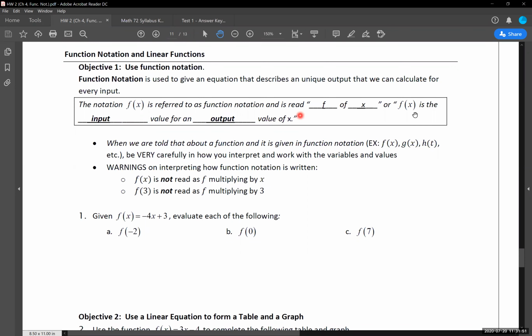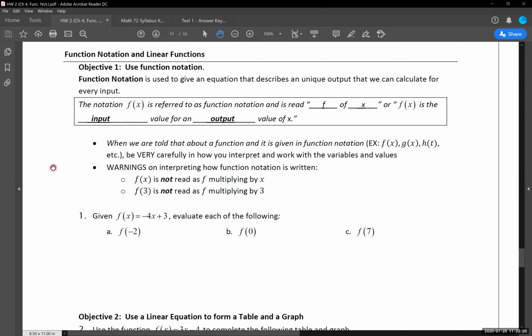All these notes were written incorrectly. Someone went and changed them, which is wrong. So in this case, f of x should be the output value for an input value of x. So these should be reversed. I'll make an adjustment to these on the notes so you can take a look at them accordingly. But f of x is our output value, and x is our input value.